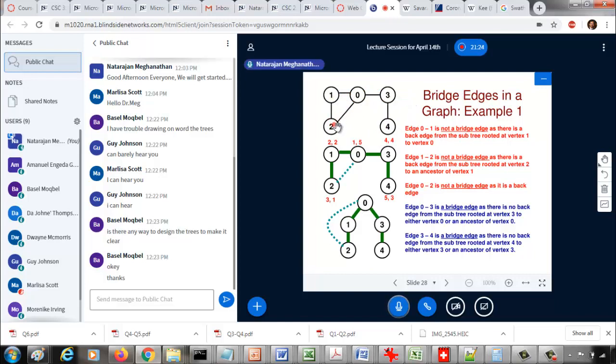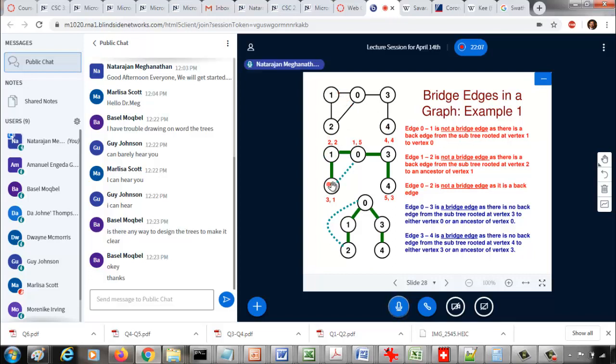On the other hand, if I remove, say, this edge 0, 2, the graph is not going to get disconnected, because if you remove an edge, the vertices are still there. All the 5 vertices 0, 1, 2, 3, 4 are still going to stay connected. Similarly, if I remove this edge 1, 2, the 5 vertices are still going to stay connected. Similarly, 0, 1, if I remove it, the 5 vertices still stay connected. So in this graph, 0, 3 and 3, 4 are the bridge edges, because if you remove either of them, the graph is going to get disconnected. The other 3 edges are not bridge edges.